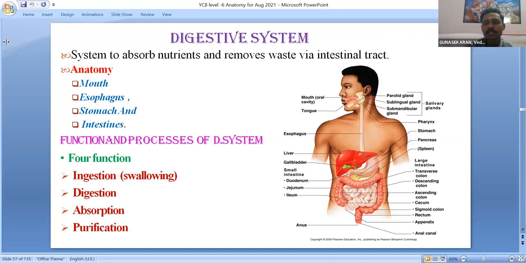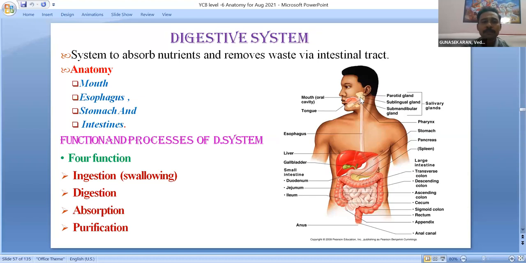Now you just see the diagram. What are the parts? Then what are the names for the particular parts? Everyone knows about lips, right? This is the entrance gate. Lips. Then mouth. Mouth has another name, oral cavity. Then tongue, teeth. These are the parts involved in the digestive system. Start here only, from the mouth.